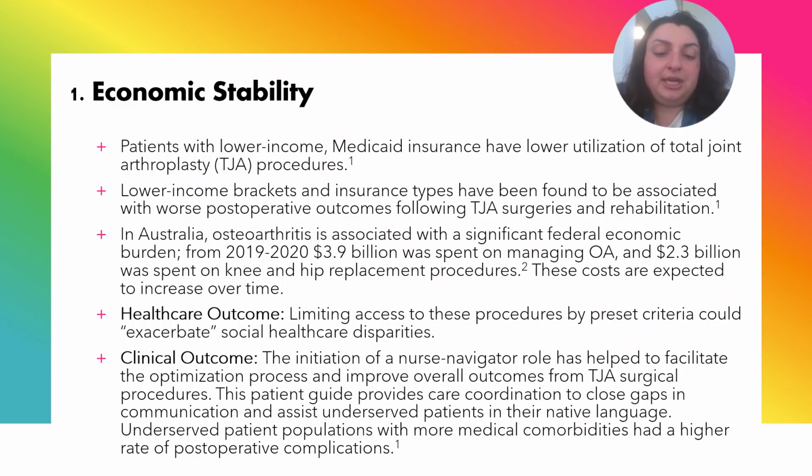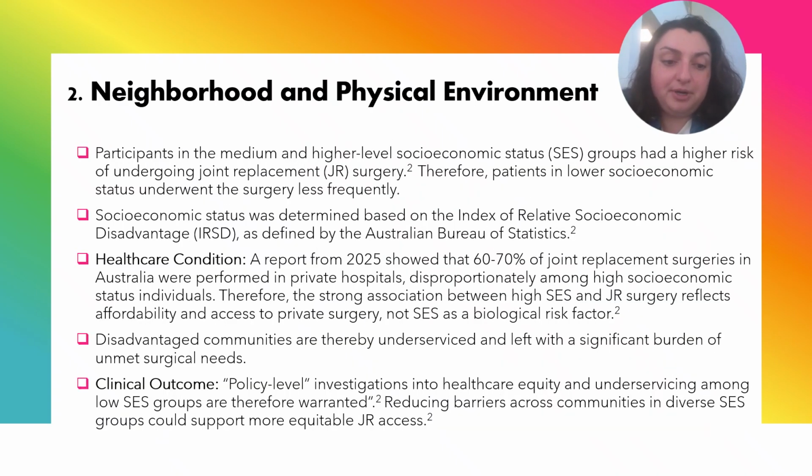And this was interesting. In Australia, the condition of osteoarthritis was found to be a significant economic burden across the country. In 2019, they spent $3.9 billion managing OA, and $2.3 billion was spent on knee and hip replacement surgeries. And these costs are expected to rise over time as the population is aging. Limiting access to these procedures by preset criteria could just make health disparities worse.